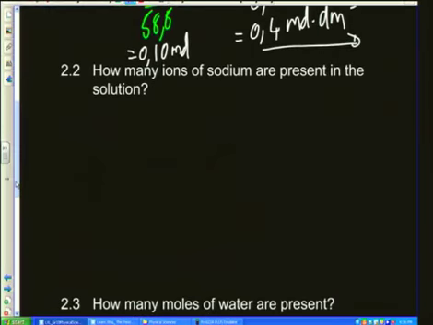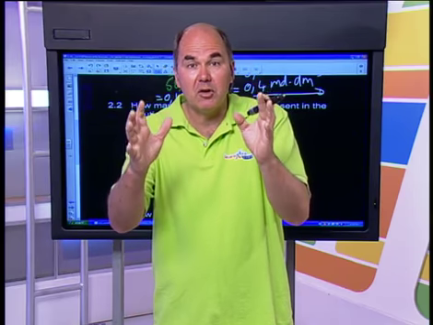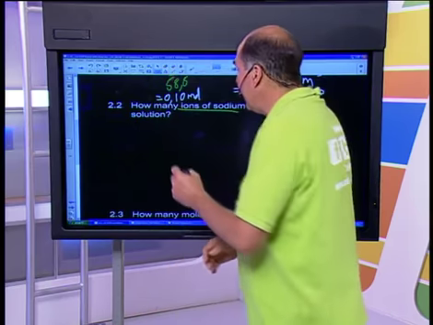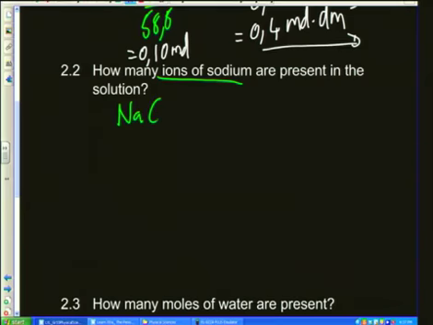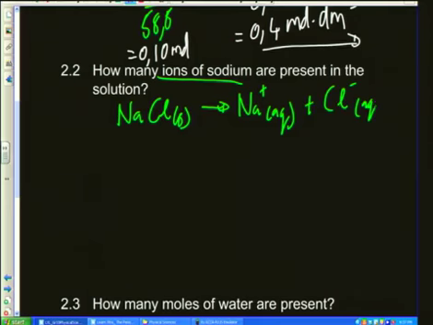Now notice how it leads on. How many ions of sodium are present? Well, I started with sodium chloride. Do you remember what happens when sodium chloride, salt, table salt, dissolves in water? Yes, it dissociates. We can write it as NaCl solid in an aqueous solution will go to form Na plus aq plus Cl minus aq. So what do you notice in this case? Remember, for every 1 mole of that, I'm going to produce 1 mole of that.